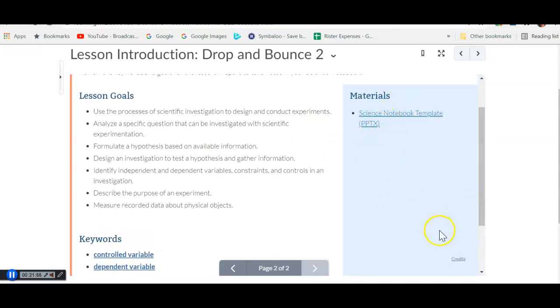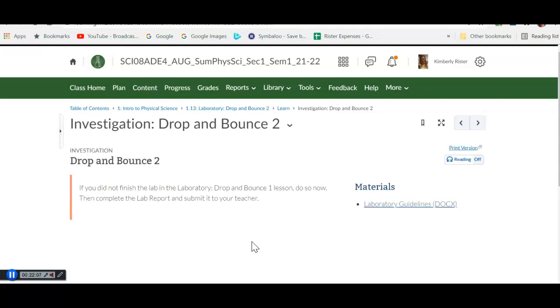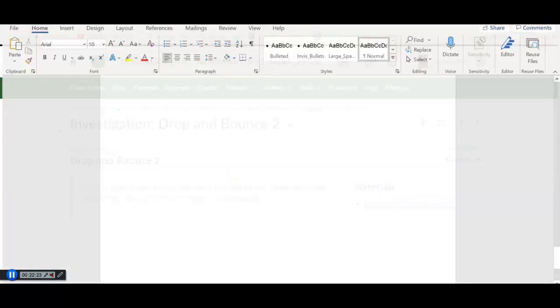You won't need a slide for this lesson because there's nothing in it except for those two pages there, and then this last page here where you have, remember those lab guidelines and just make sure you have everything included, and then complete that lab report and submit it to your teacher. So what we need to look at is the lesson page.